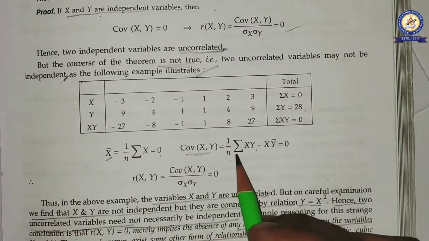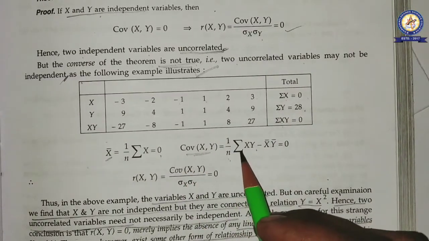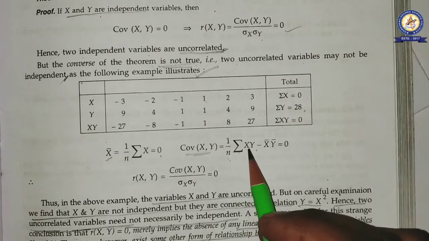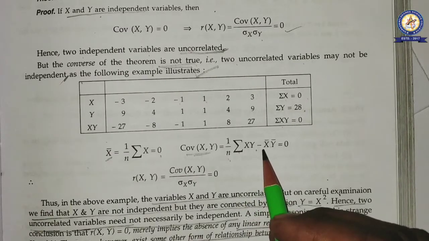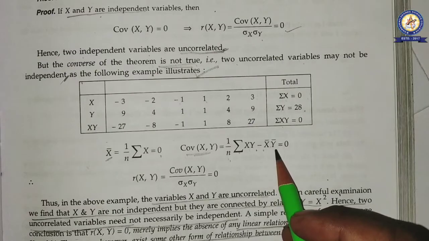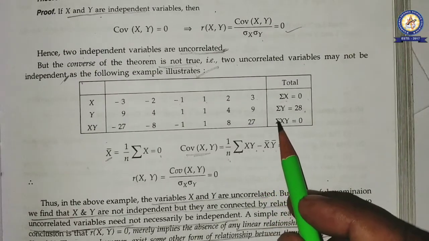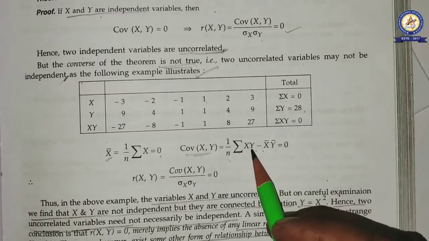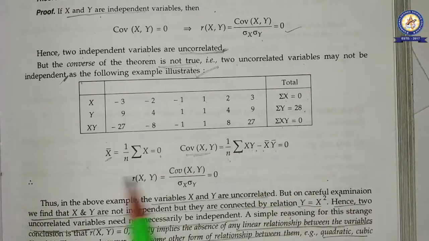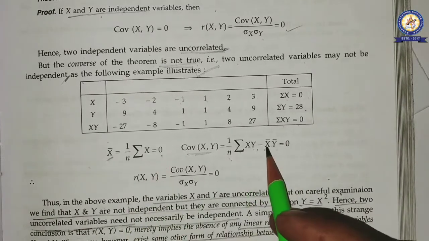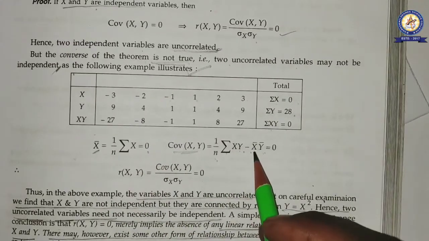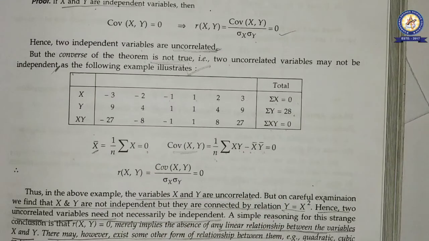Covariance of xy is nothing but 1 by n summation over xy minus x bar y bar. So if we consider this one, here you can see that summation over xy equals 0. And x bar we found 0, so obviously x bar y bar, or mean of x into mean of y, will be equal to 0, right?